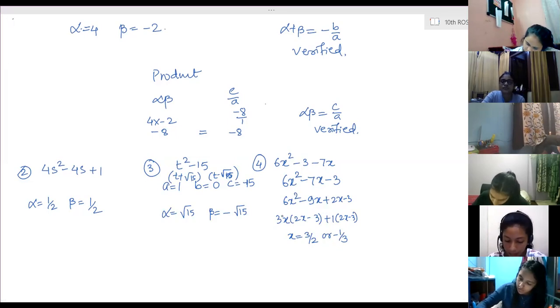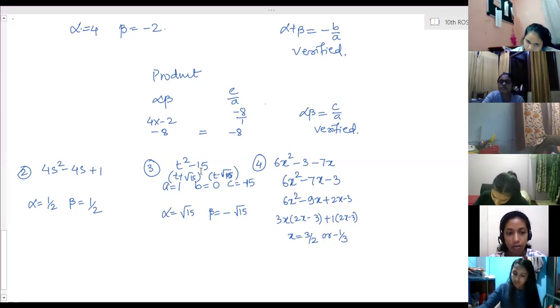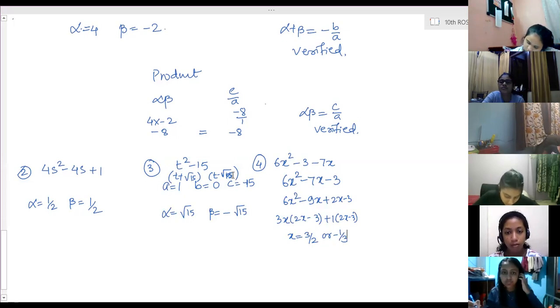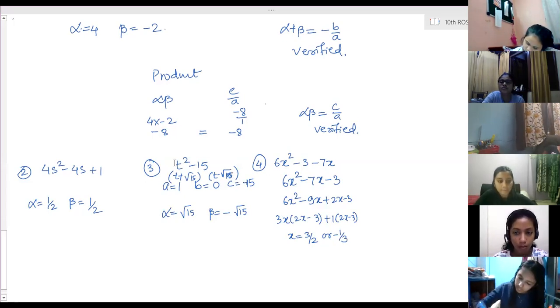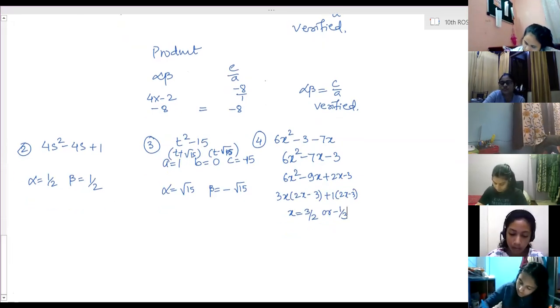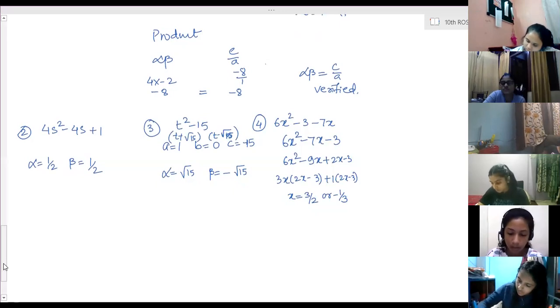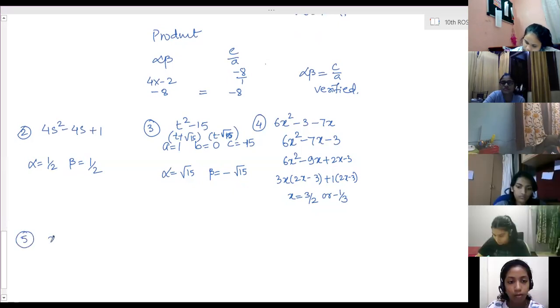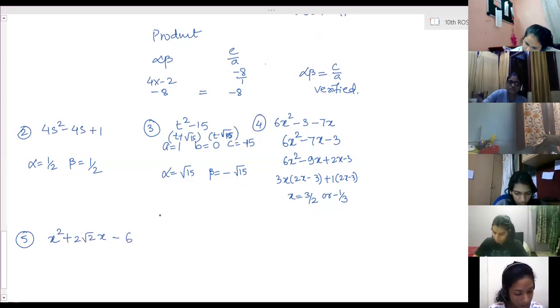Ma'am, can you just solve the third one, t square minus 15? I don't understand how it is a square minus b square. 15 is root 15 whole square. Okay, ma'am, now I understand. I'm done. Done, ma'am. Next one.